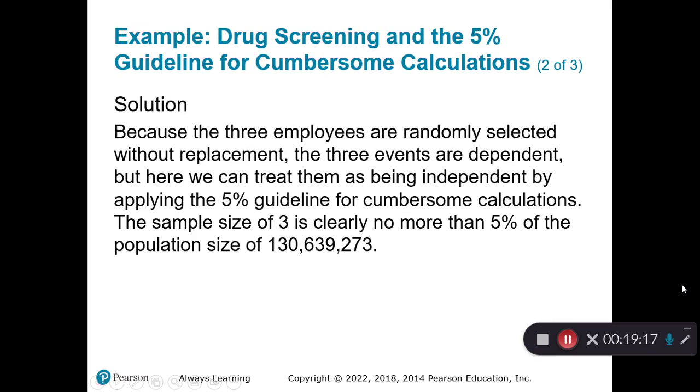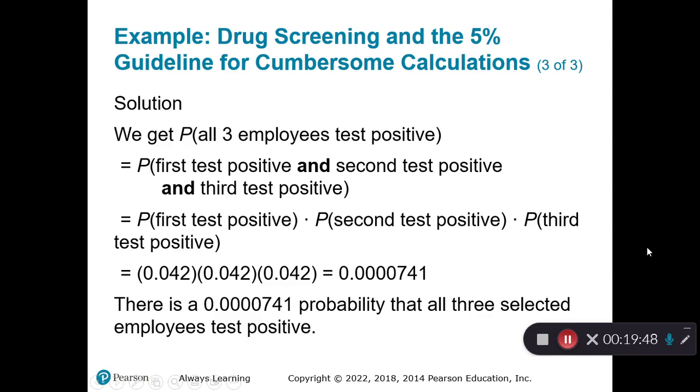Because the 3 employees are randomly selected without replacement, the 3 events are technically dependent. But because our population is so large and our sample size is so small, 3 is certainly less than 5% of 130,639,273, we can actually treat our 3 selections as if they were indeed independent, as if we did have replacement. And I think you can see why such an adjustment is not going to make a big difference.